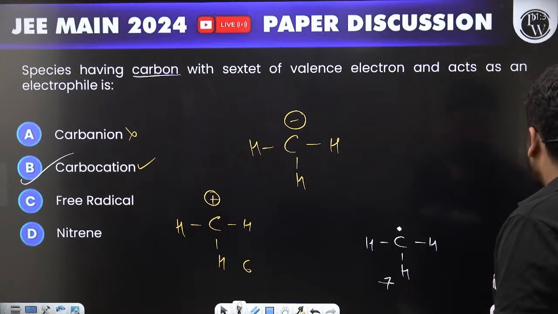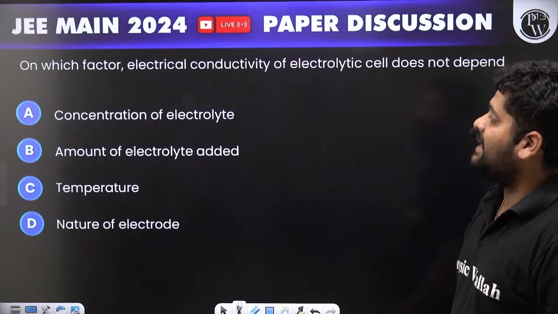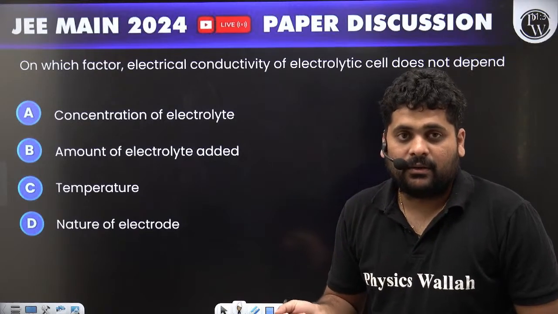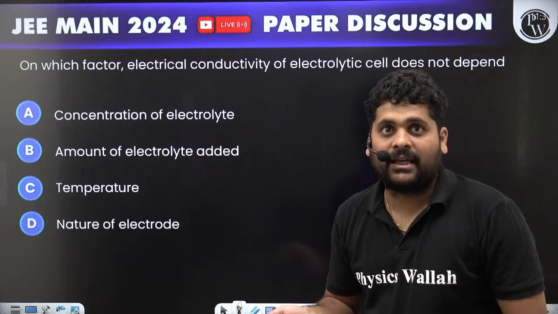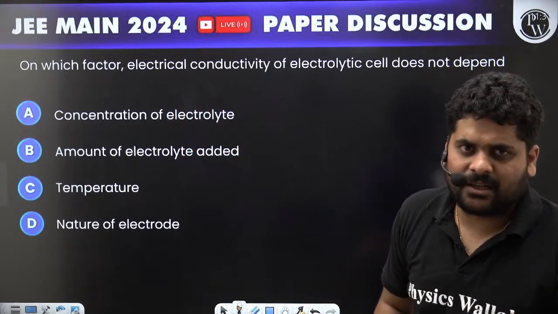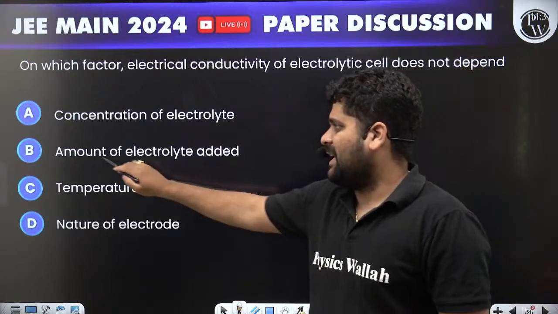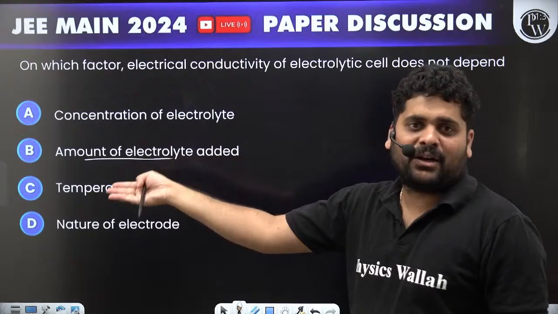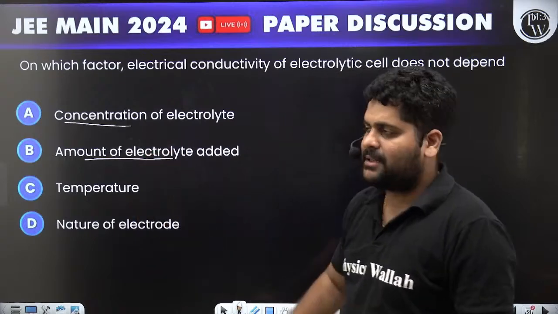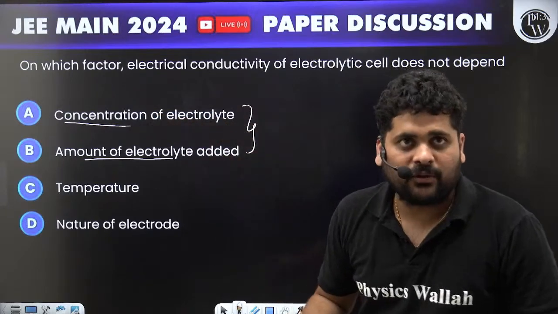That's it. Okay. Moving on to the next part, which is physical chemistry. First question, on which factor does the electrical conductivity of an electrolyte not depend? Concentration. It depends on concentration, isn't it? If you change the concentration, the value of electrical conductivity will also change. Amount of electrolyte. If the amount of electrolyte is added or removed, the value that is going to be affected is concentration only, isn't it? So these two are similar to each other. So if it depends on concentration, it will depend upon the amount of electrolyte also.